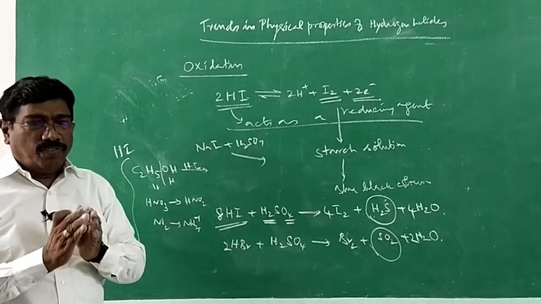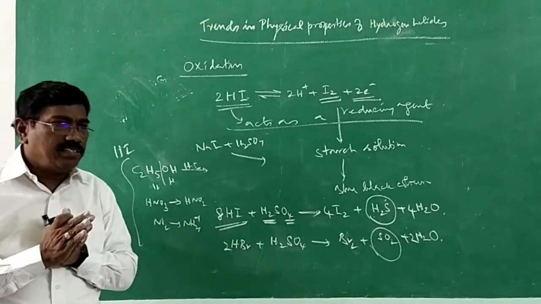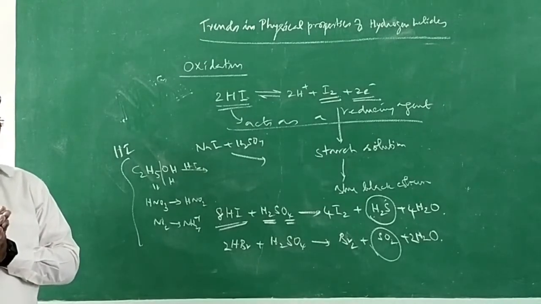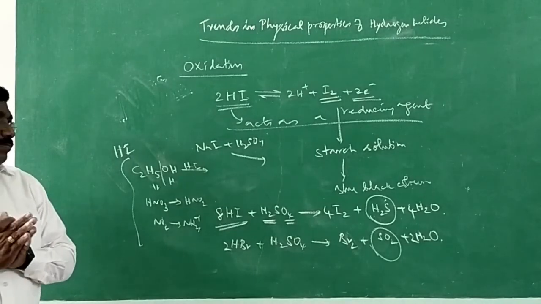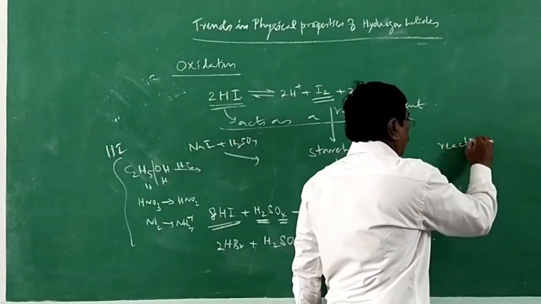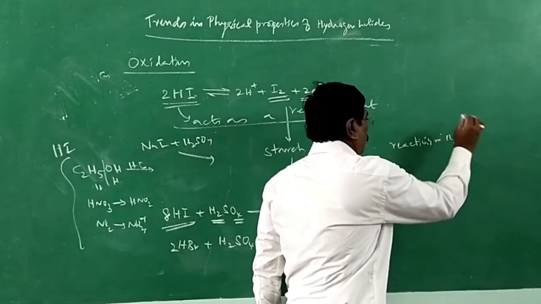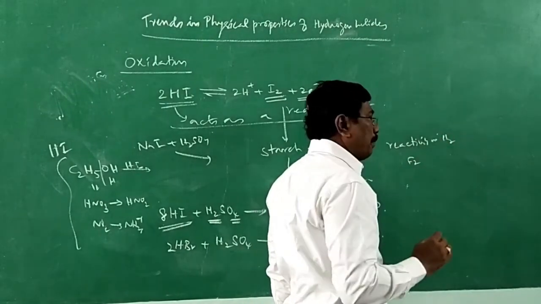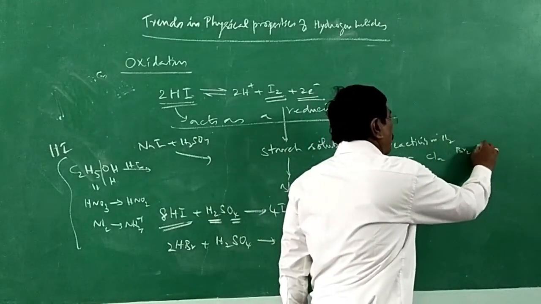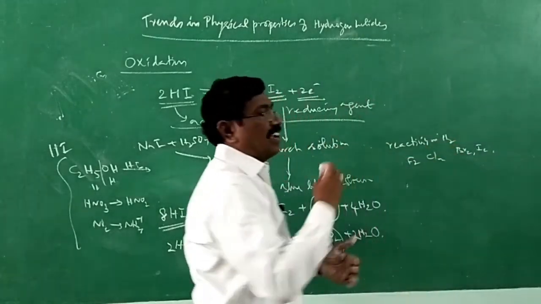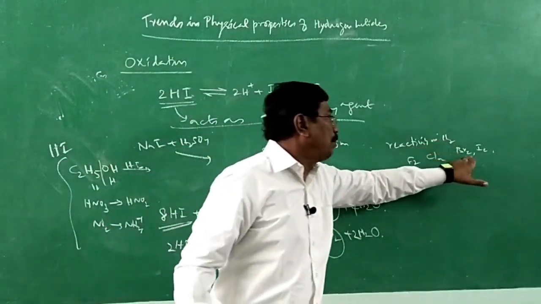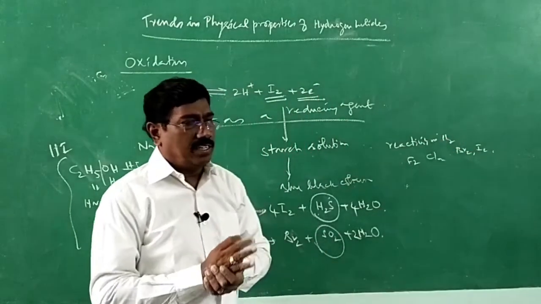Now, finally let us consolidate the reactions. What are the things? Reactivity with hydrogen. Fluorine reacts violently with hydrogen. Chlorine reacts, and bromine and iodine. Reversible reaction we have seen. In the preparation we have seen, by direct method these two can be prepared, these two cannot be prepared because it is a reversible reaction we have seen.